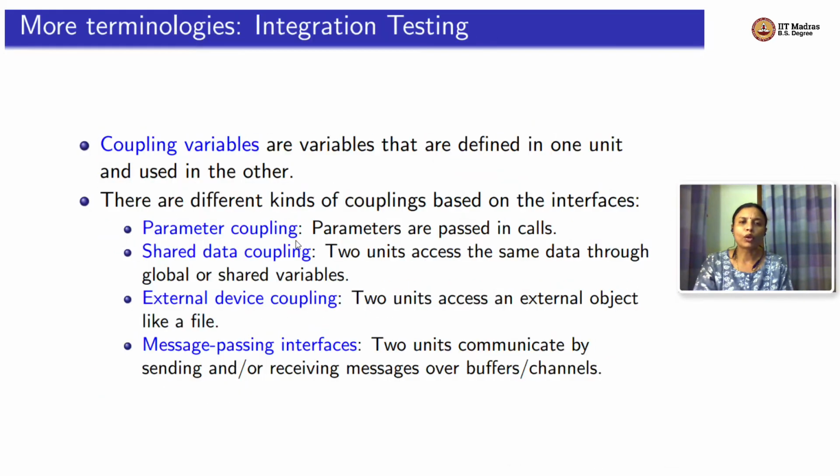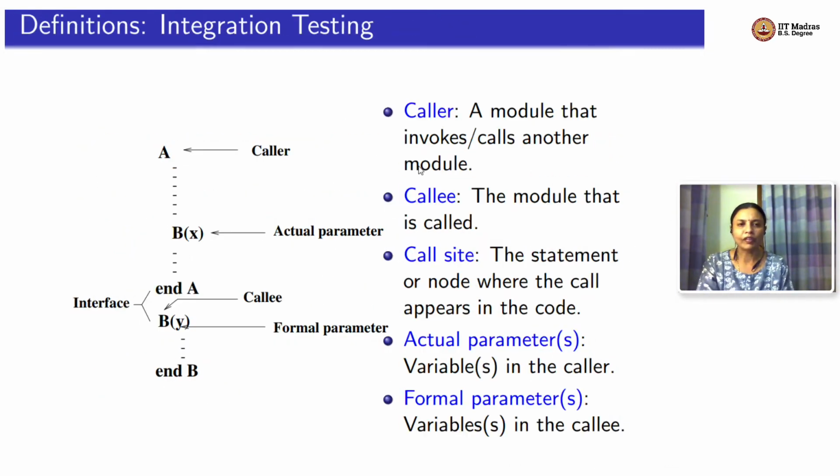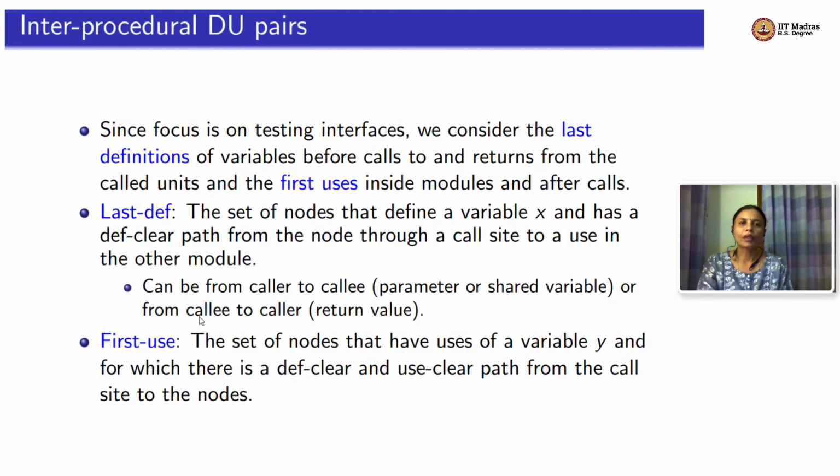Now, what we are going to bother about is coupling variables. For example, if x is coupled with y, I am interested in this relationship at the call interface. So, the focus is on testing interfaces. What we consider is not every possible definition of x. We consider the last definition of x that occurred just before the call interface, and the returns from the call units, and we consider the first uses of the coupling variable inside the module after the call.